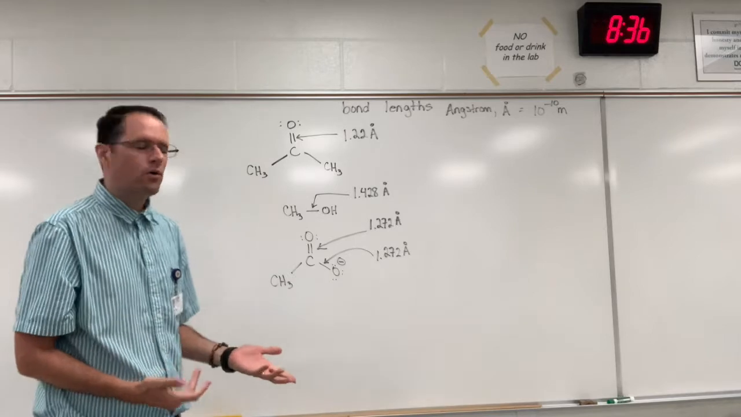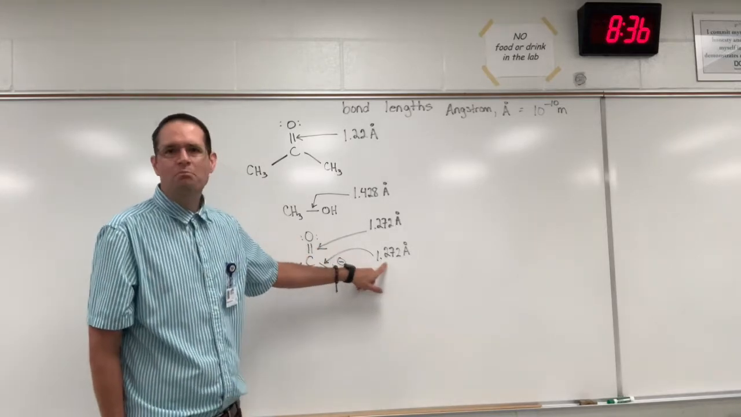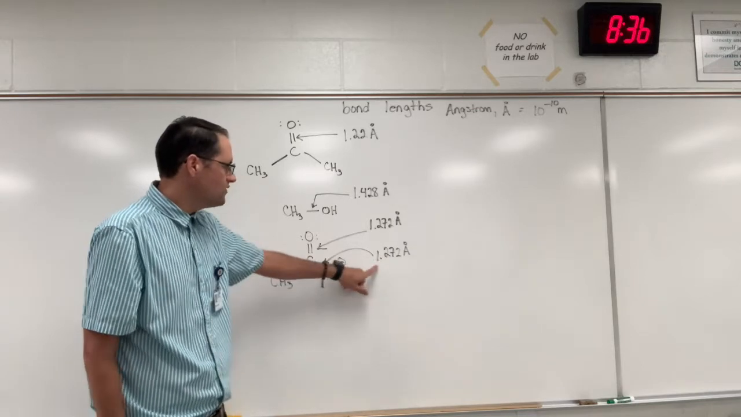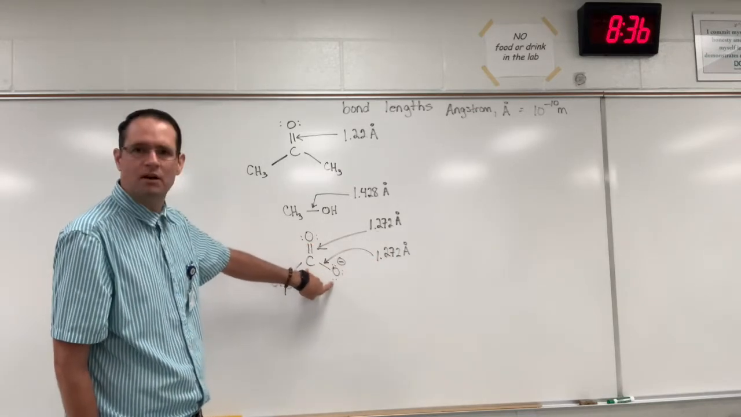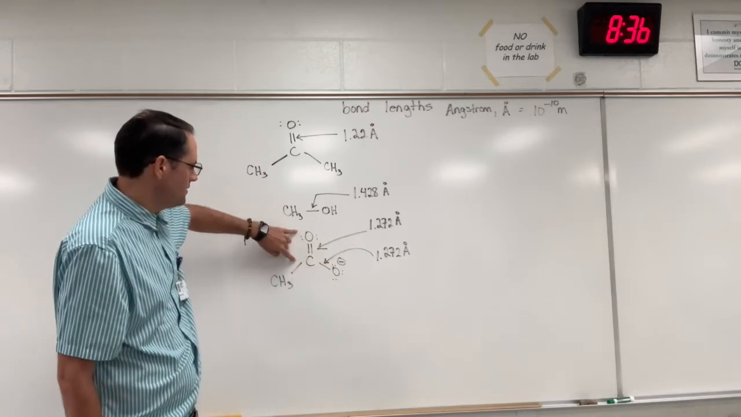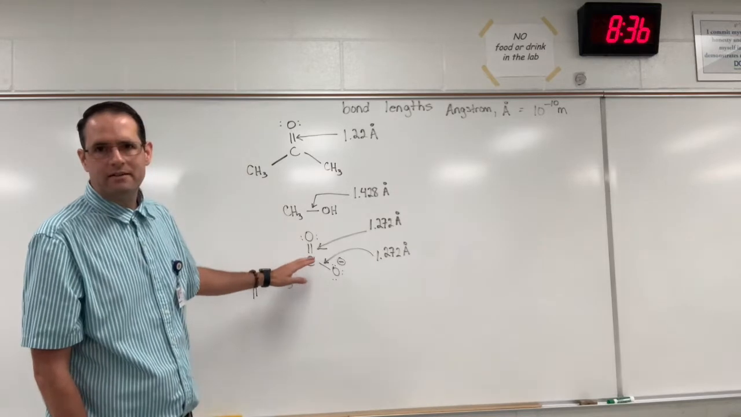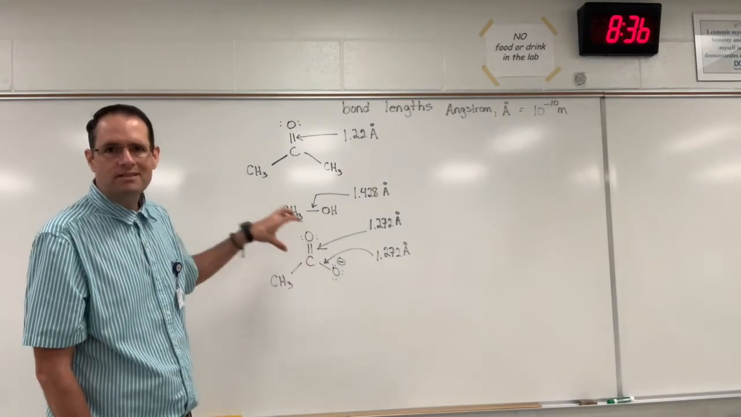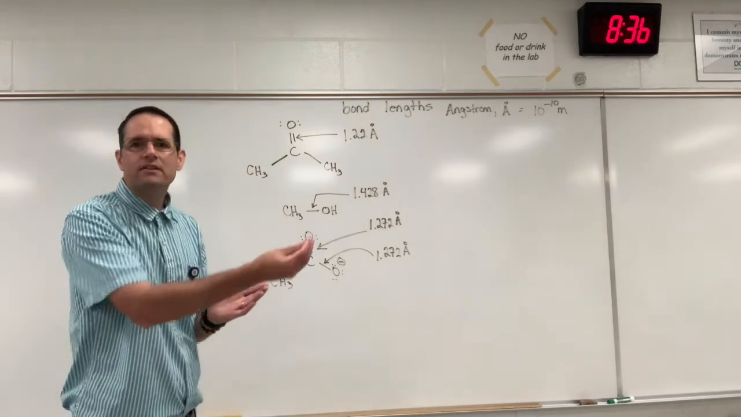The answer is no. What's experimentally observed is that there's one bond length, okay? It's 1.272 angstroms for both this bond and this bond. And this structure here is a little bit fake, all right? It's a lie. The real resonance structure doesn't have a double bond here and a single bond here. It's an average of two things.